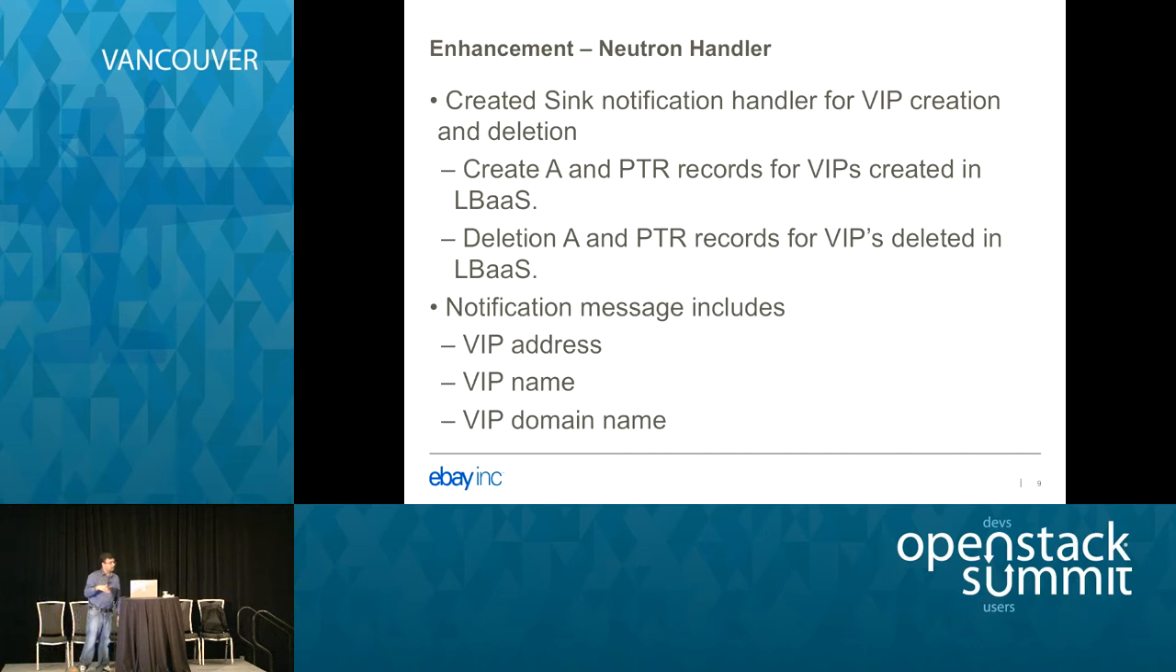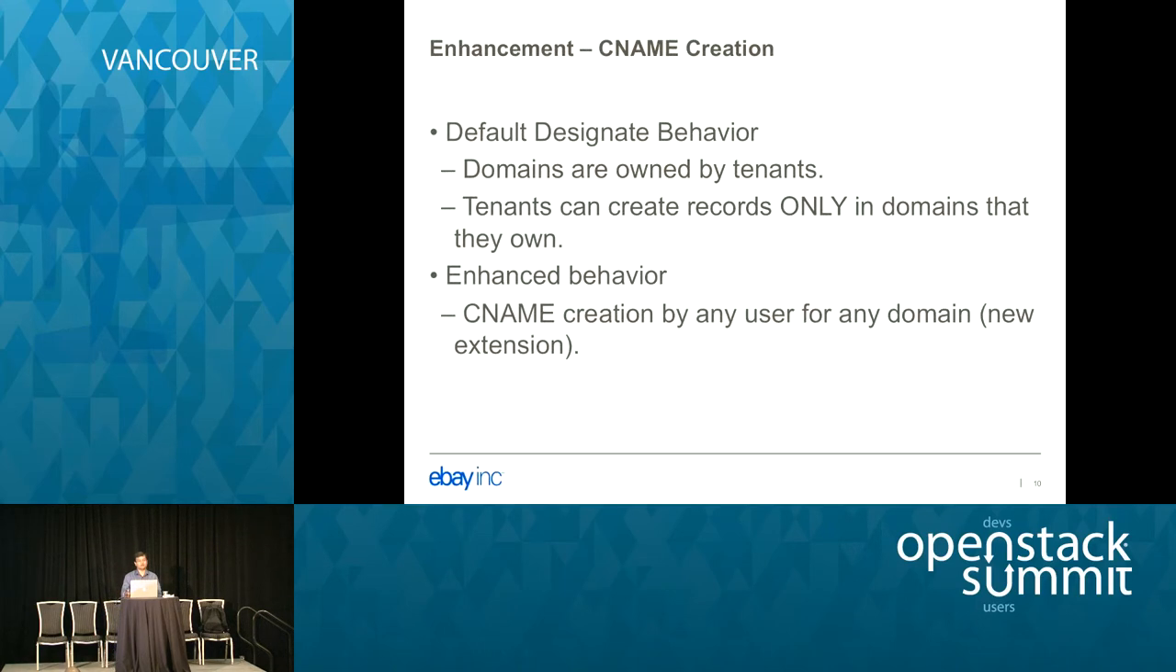We put all of that in the message, and Sink basically consumes that message and creates A and PTR records for the VIPs. And when someone calls the delete VIP API, Neutron similarly puts a delete message onto the bus, and the Sink notifier will consume that message and automatically delete the A and PTR records corresponding to the VIP. So those are the Neutron enhancements that we made.